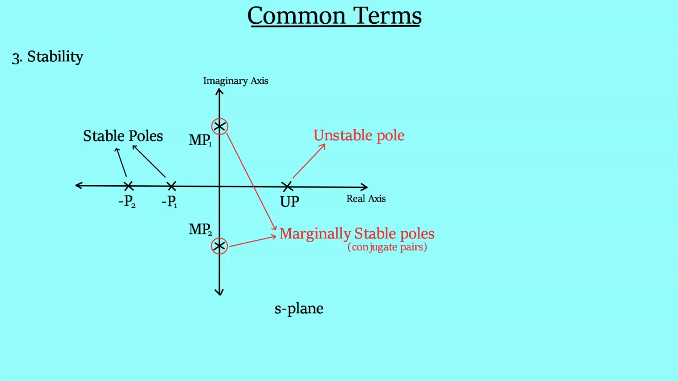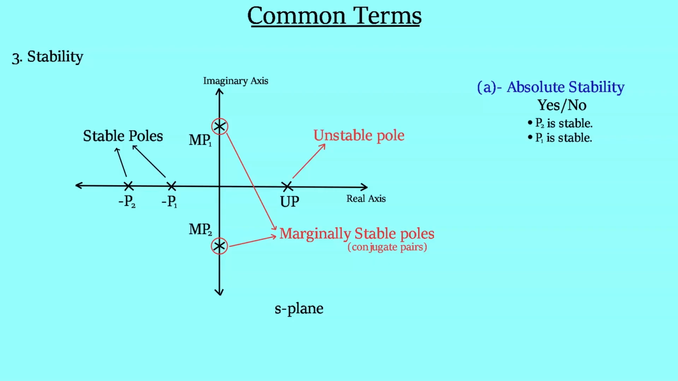Actually, there are two types of stability. One is absolute stability, where you have to simply tell whether a particular pole or a system is stable or not. You have to simply answer in yes or no. Like, if we consider two poles P1 and P2, then both are stable.